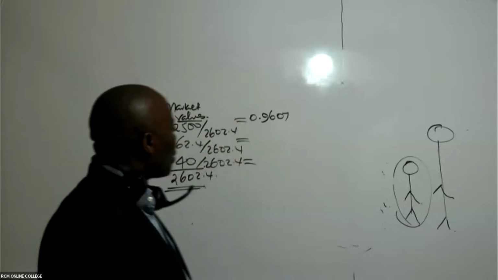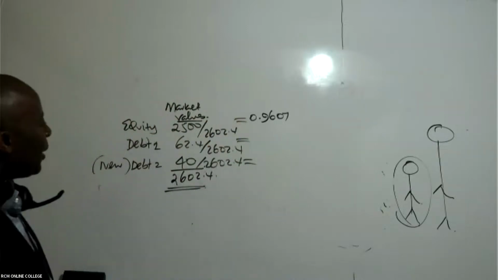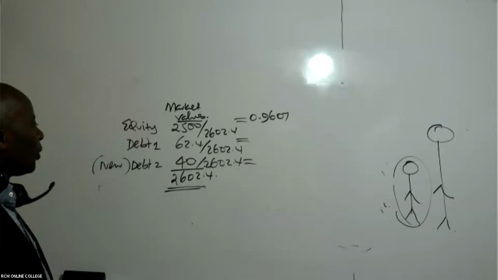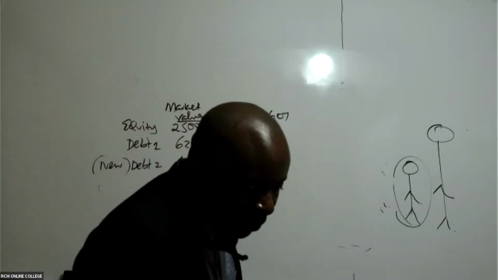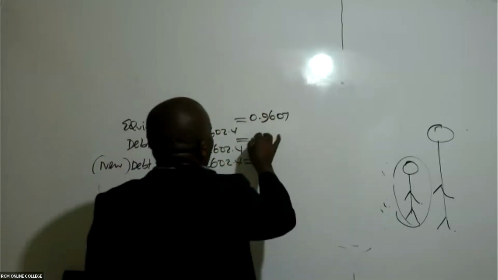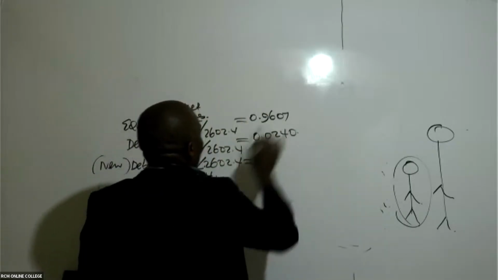Yeah, thank you very much. How about the second one? It's 2.4 divided by 2602.4. What figure are we getting? Yeah, 0.0240. Thank you very much.